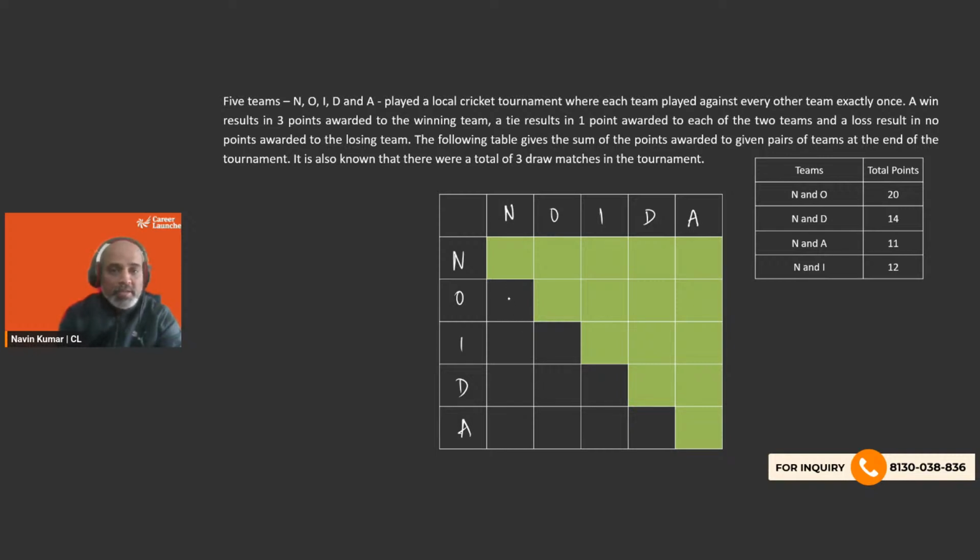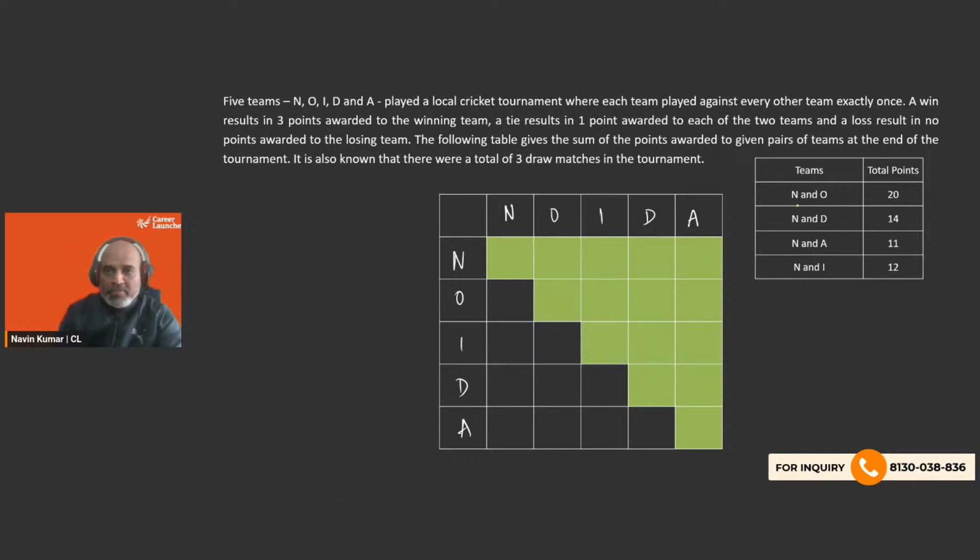The cells that are not colored or not shaded are the matches that are supposed to be played. So this is the match between N and O. This is the match between D and I. This is the match between A and N. This is the match between D and A. So there are supposed to be a total of 10 matches that we need to play. And if you count the number of cells here, you'll find that this is a total of 10. So this is the representation that helps us understand things easiest.